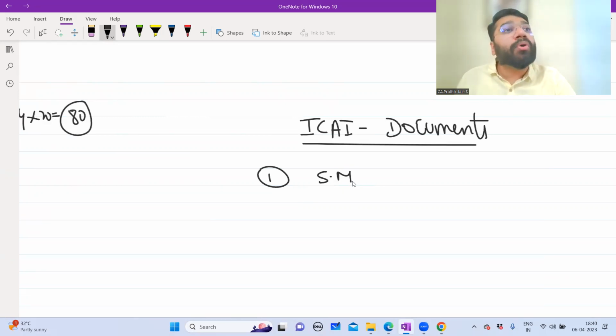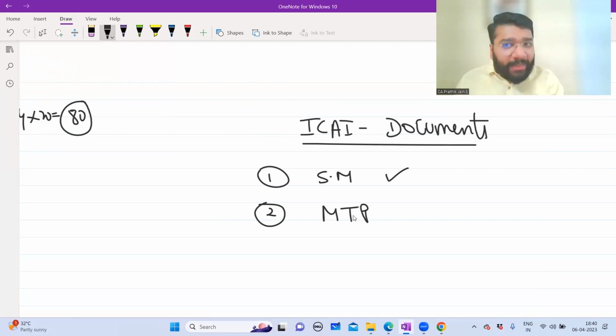This is basically the book that you will get once you complete your registration process. 100% this book has to be worked out minimum twice. If time permits, 3 times. Second thing that you have to look into is MTP, which is nothing but mock test paper. Before you take up your examination, the Institute of Chartered Accountants of India will release the mock test paper before every attempt. Since May 2018 up to date, even till December 22, we have taken into consideration all the MTPs.